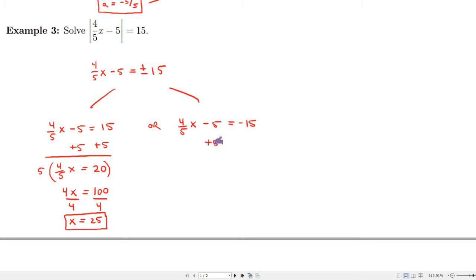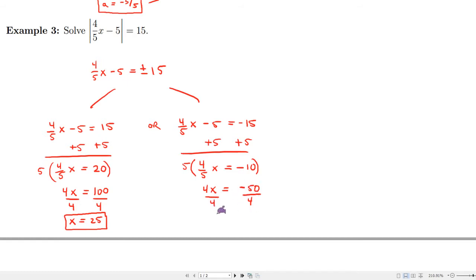So adding 5. Okay, so we'll have 4 over 5 x is equal to, in this case, minus 10. And then what will we do? Well, same thing, right? You multiply by 5. Then we'll have 4x is equal to minus 50. And then divide by 4.